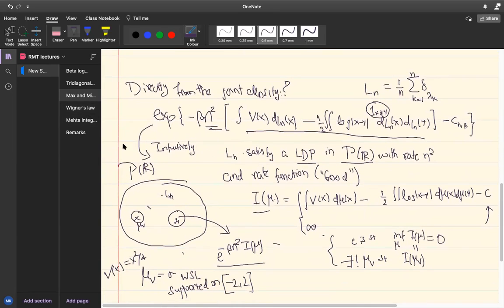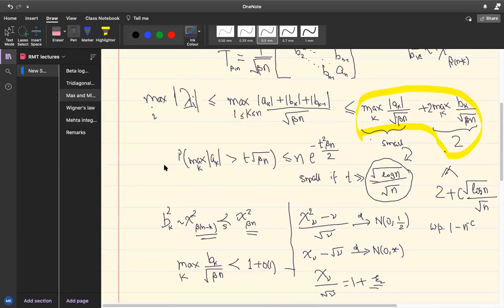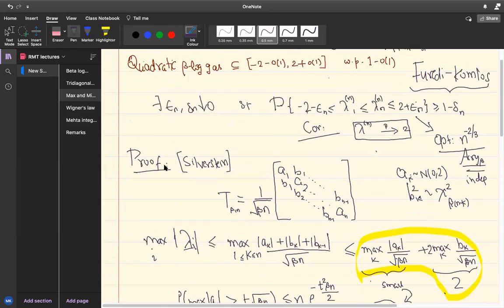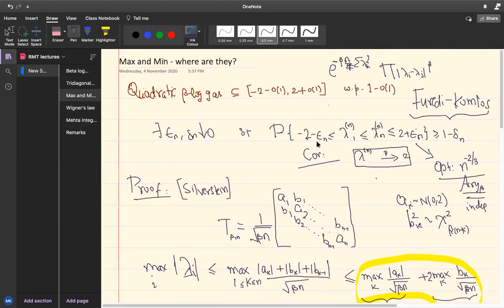Maybe I have a question. My sound disappeared for a while, so I missed these tridiagonal techniques, but you proved that it is not supported on minus 2, 2. It is inside minus 2, 2. So this corollary that the maximum eigenvalue goes to 2, actually we didn't prove, right? No, not yet, not yet.